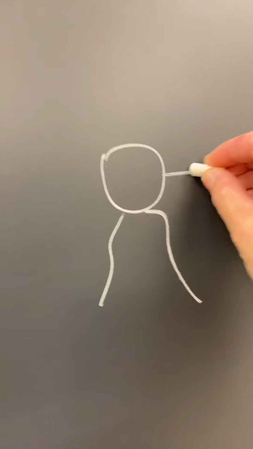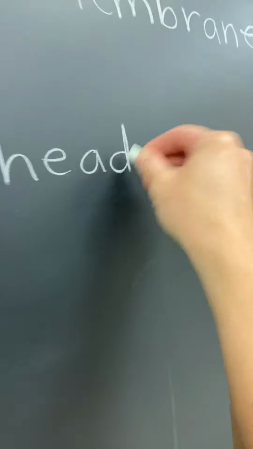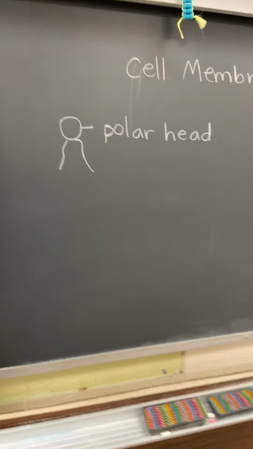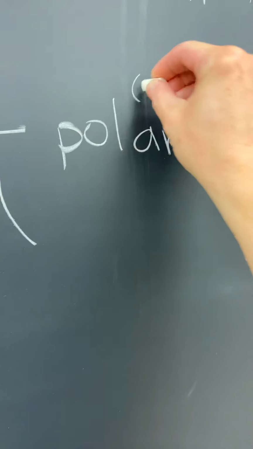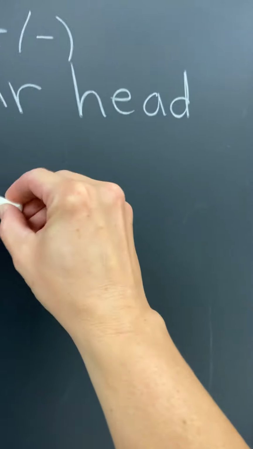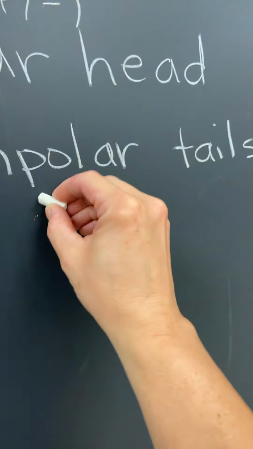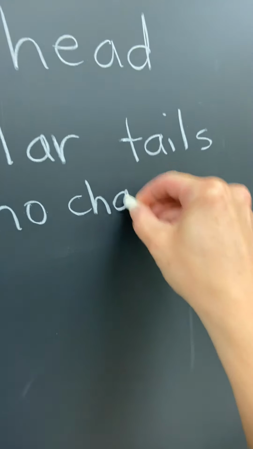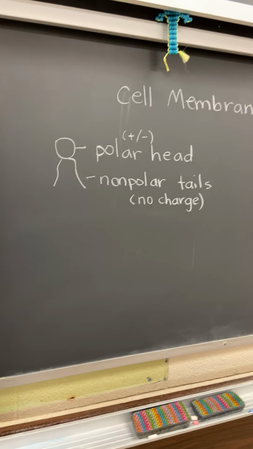These phospholipids have two different parts to them. So one is the idea that they have a polar head. And this polar head is polar because it has positive and negative charges associated with it. The nonpolar tails are dangling off of that polar head region. And there's really no charge associated with these. They're sharing their electrons evenly. And it's just made up of carbon to hydrogen bonds.